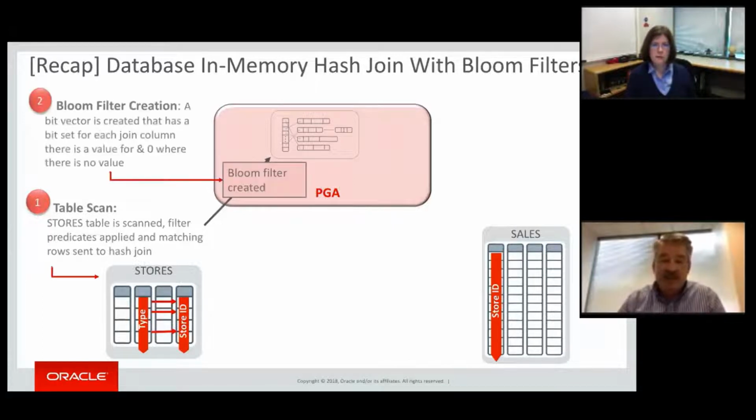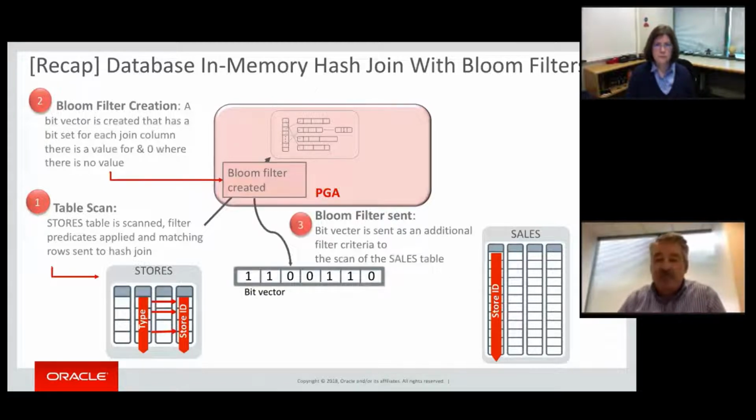We'll then create a Bloom filter, and at the same time, if it's an in-memory query, we'll create that Bloom filter, basically deciding do the rows in the stores table pass the filter predicates, and if they do, we'll give it a value. If not, it'll be a 0, and then that Bloom filter, or bit vector, will be passed. It will not show up, but we'll create it and pass it into the scan of our sales table. Notice that it's just a bit vector. It'll have 1s or 0s.